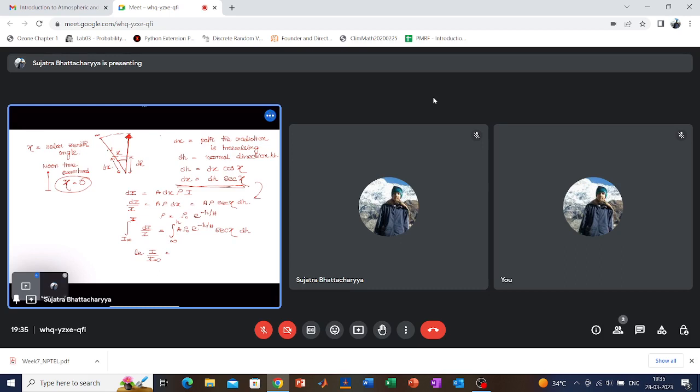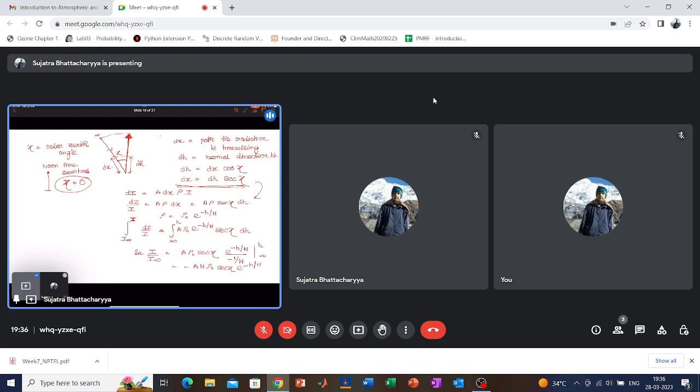If you write it properly, it will be A rho naught sec chi, which is not varying here, times e to the power minus h by H. So you are integrating, so e to the power minus h by capital H will remain, divided by minus 1 by H. So I will get minus A H rho naught sec chi, and e to the power minus h by H from infinity to h, so it will be e to the power minus h by H. The second limit will be 0.